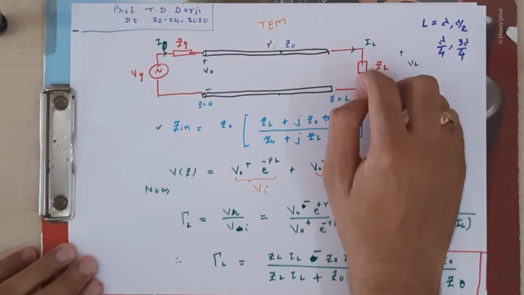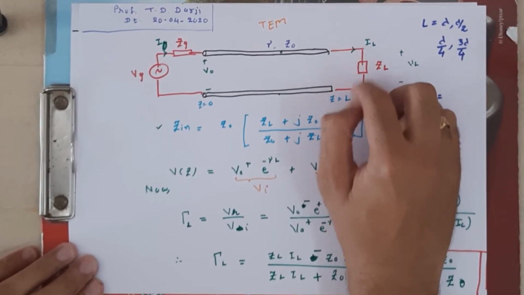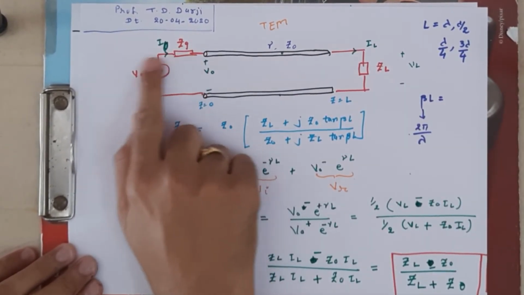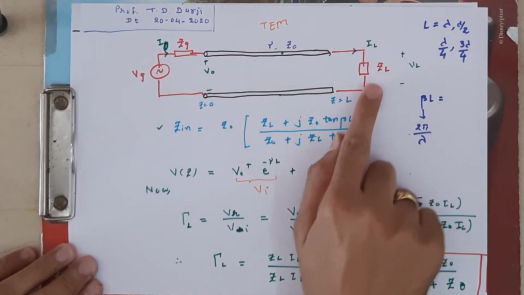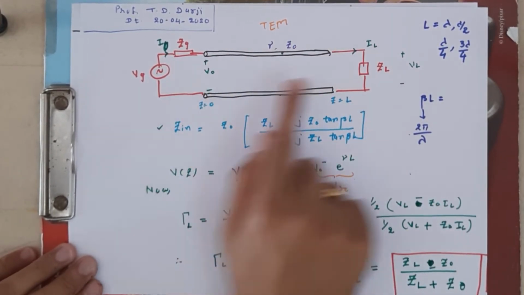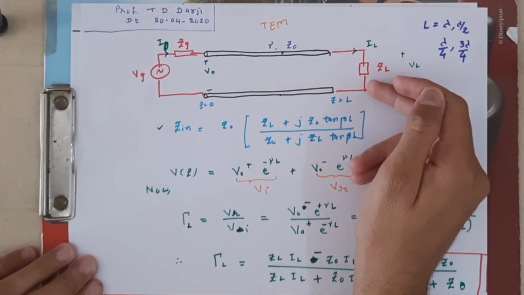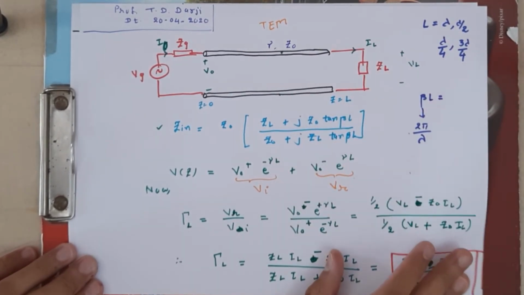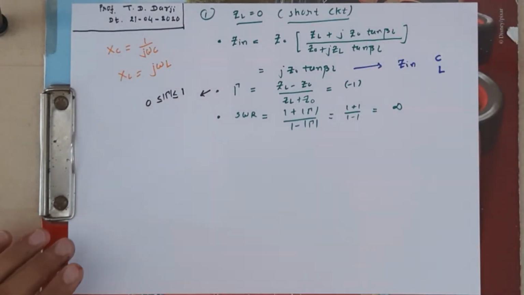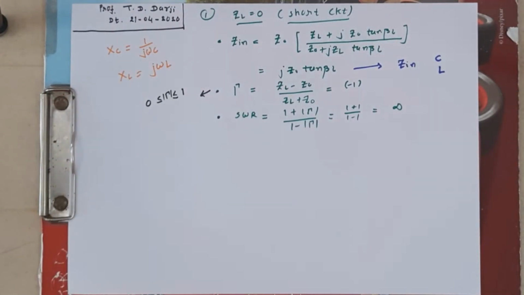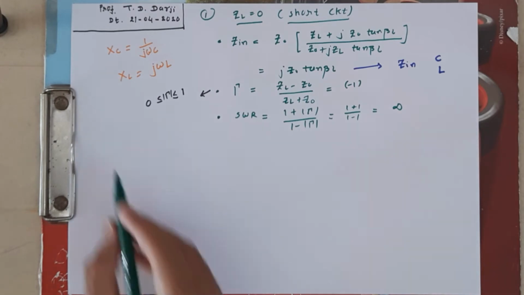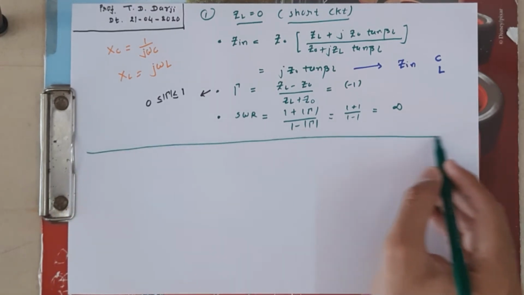If the load impedance is short circuited and any wave is incident, the same wave is reflected back, so no power is dissipated or absorbed at the load side. So it is actually meaningless, and there is no application if ZL is equal to 0. The line is a short circuit line. This is the first special case.